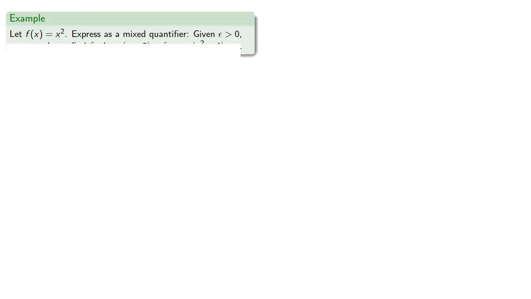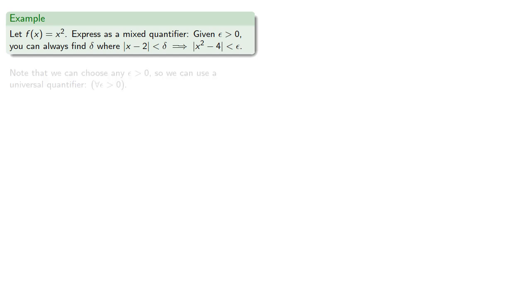So let's take an example. Let f of x be x squared, and let's express this as a mixed quantifier. Given any epsilon greater than 0, you can always find a delta where the absolute difference being less than delta means that the difference between x squared and 4 is less than epsilon. Now, this is a rather complicated sentence this early in the game, but let's break it down.